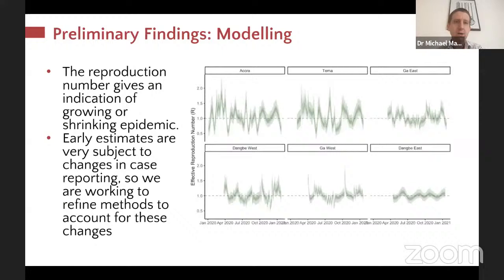This, I think I may pass over, just to say these are the sort of estimates of R for each individual region. But we're really trying to work on how we deal with changes in underreporting, because obviously as testing has scaled up, that has varied significantly.